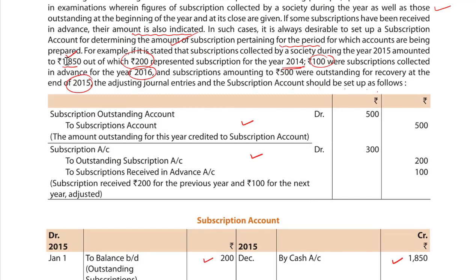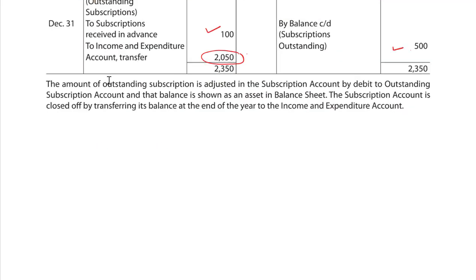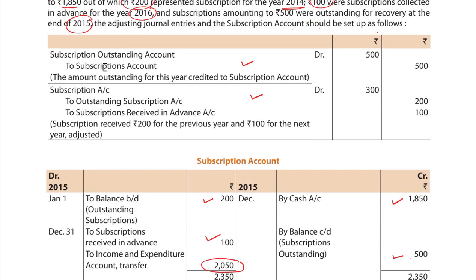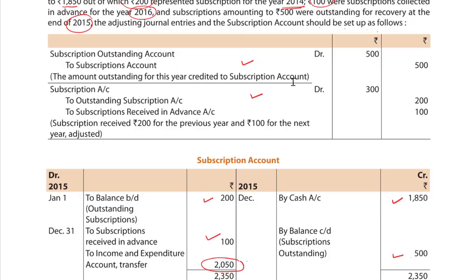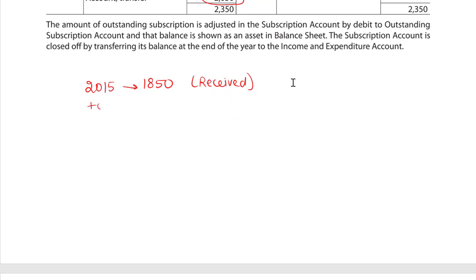Let us see how it is calculated. The subscription during the year is 1850. That is of 2015. We have received 1850. For 2015, the outstanding amount was 500. So plus outstanding for 2015, 500. So this would be 1850 plus 500 equals 2350.